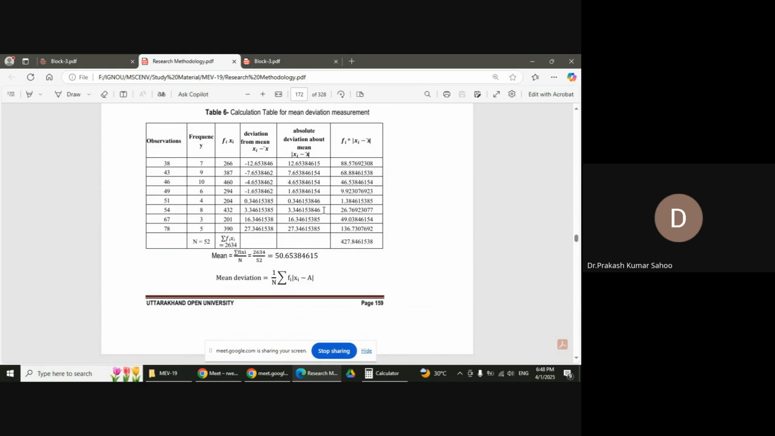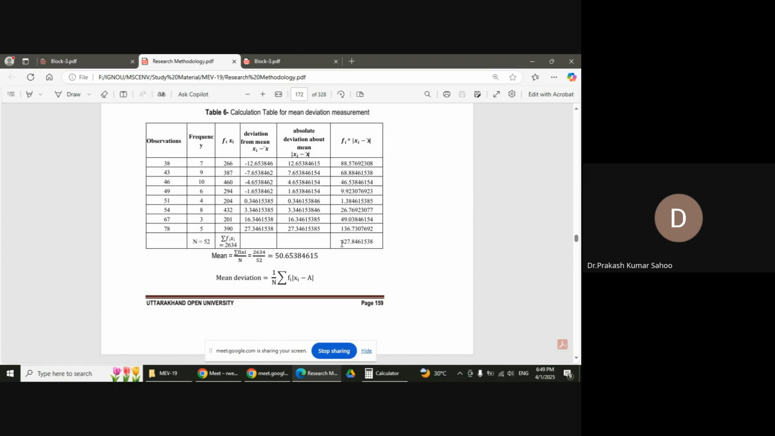So like this, the data are calculated. Okay, so this is the observation, this is the frequency. The multiplication of these two will be fi into xi. So the deviation from the mean can be calculated from your mean value. The mean value from this set of data will be sum of fixi by n. So it will be 50.65 something. Then you have to subtract: 38 minus this, 43 minus this, and so on. Then take the magnitude, then multiply the absolute deviation with your frequency.